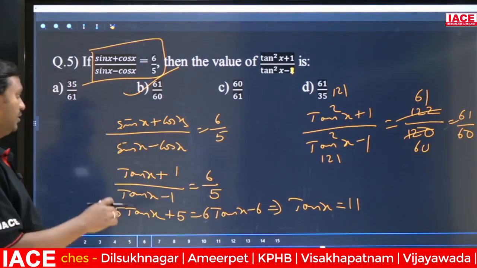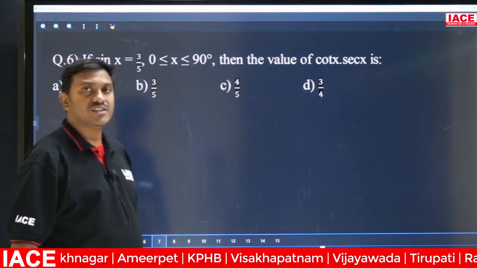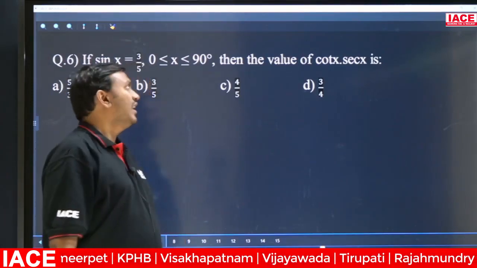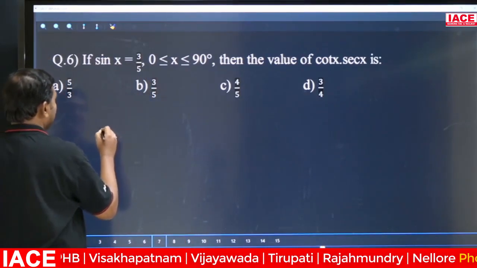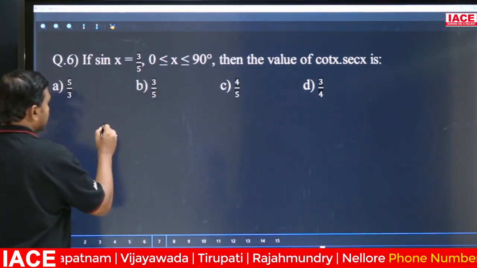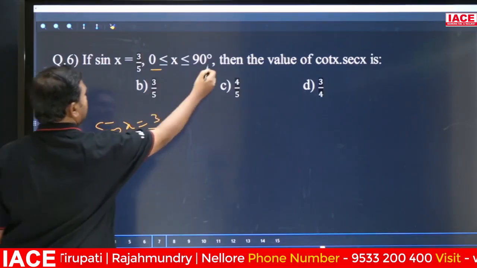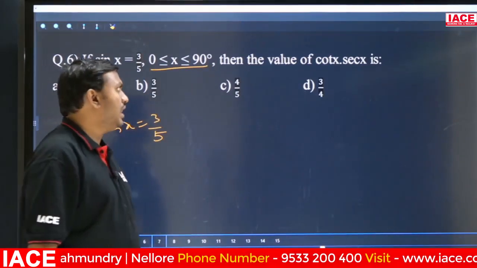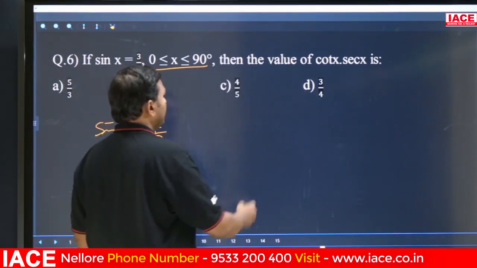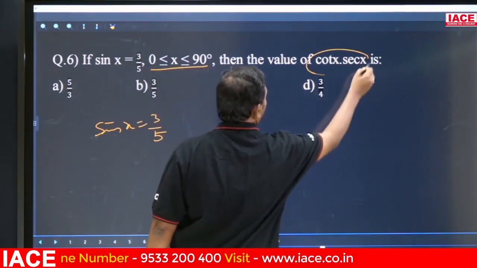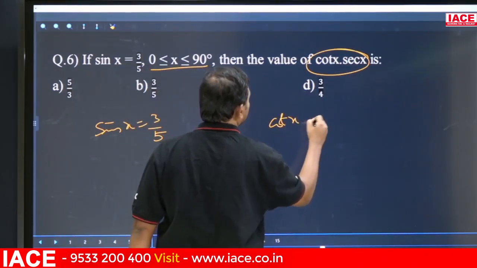Right. Question number 6. Again it is a question related to trigonometry. What is given? Sin x equal to 3 by 5, and x is always an acute angle. And then find the value of cot x into secant x.